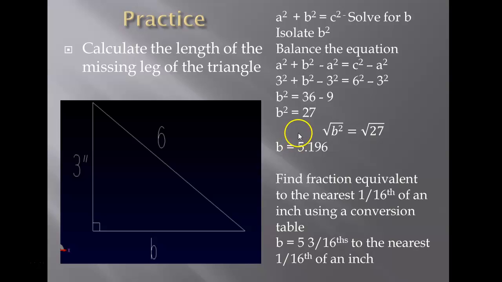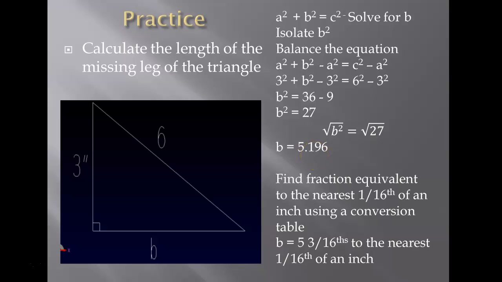Now, I'm going to find the square roots of both b squared and 27 in order to find the value of b. The square root of b squared is just b. The square root of 27 using my calculator is 5.196.